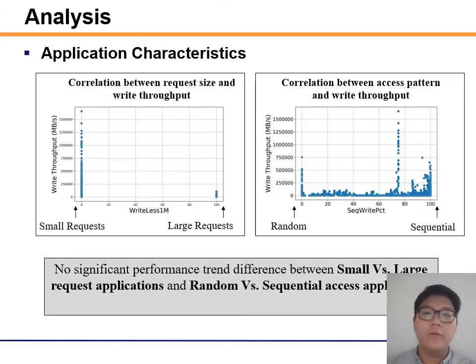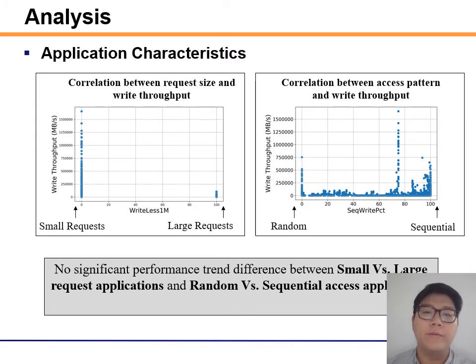This slide shows the correlation between application characteristics and the application write throughput. The left figure shows the correlation between request size and write throughput. As data points are located in the left, it means that the application has a small request size. And the right figure shows the correlation between the access pattern and write throughput. As the data points are located in the left, the application has a more random access pattern.